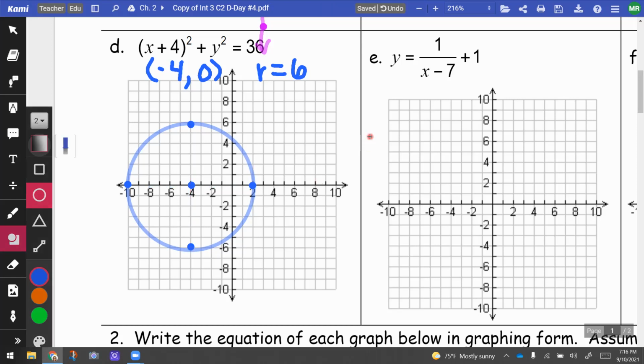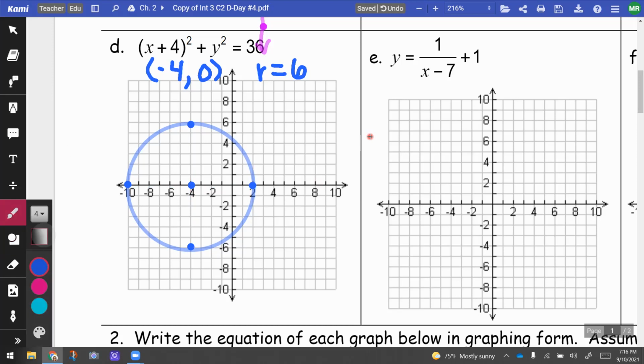This next one is a reciprocal function. So if you want to think of a critical point, it would be 7, 1. But what that 7 represents is we have a vertical asymptote at x equals 7. What the +1 is, we have a horizontal asymptote at 1.